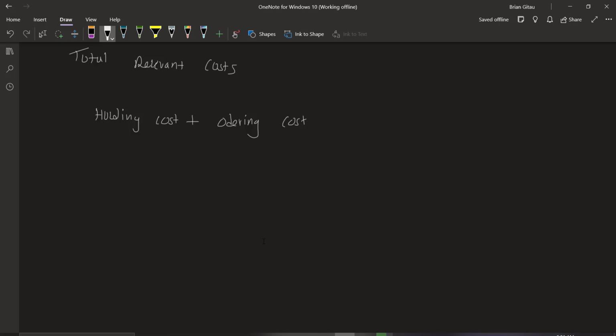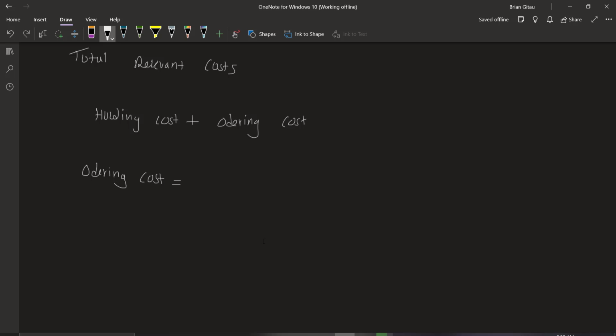So we have the formula for both of them. We can start with the ordering cost, and we can do it by thinking critically or analytically. How many orders do we need to make each year? And then we multiply by the cost of each order.